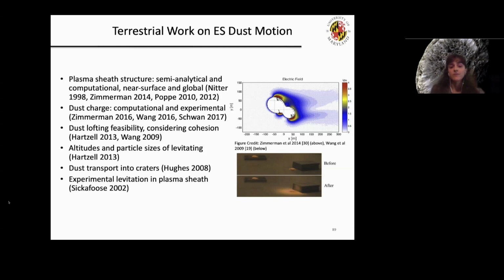There's also been a lot of modeling work looking at the altitudes and sizes of particles that would levitate. There's been simulations of dust transported into craters on Eros. And we've also seen experimental electrostatic levitation. So both of these phenomena have been proven in the lab. We just don't have concrete evidence that they occur in situ. So let's go to the next slide.